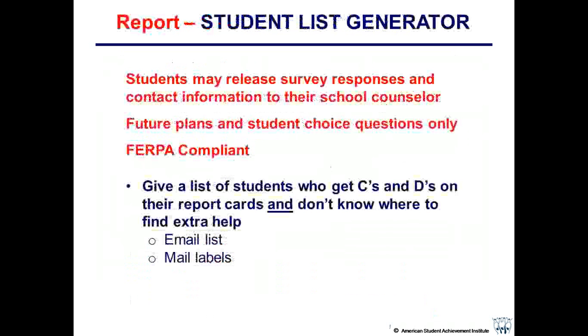Then one other thing I wanted to get into is some of the reports. And the first report that your graduate students or your schools can get from the online system is a really cool report called the Student List Generator. During the survey, students may release their survey responses and contact information to their school counselor. When they say yes to that question, that gives our nonprofit organization permission to release that information.